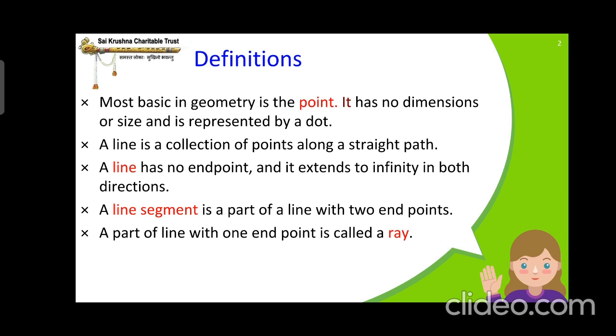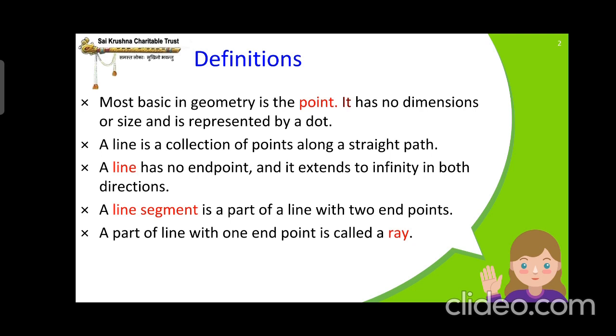First let's look at the definition of a point. So the most basic in geometry is the point. It has no dimensions or size and is represented by a dot. Which means a point does not have any dimensions or any size. It is represented by just one dot, and that is called a point. It does not have length, breadth or size, nothing.